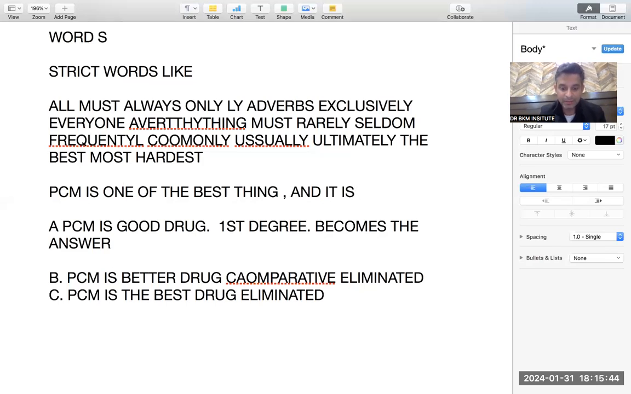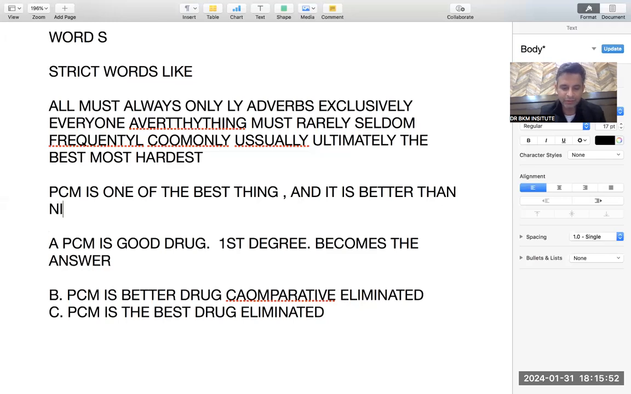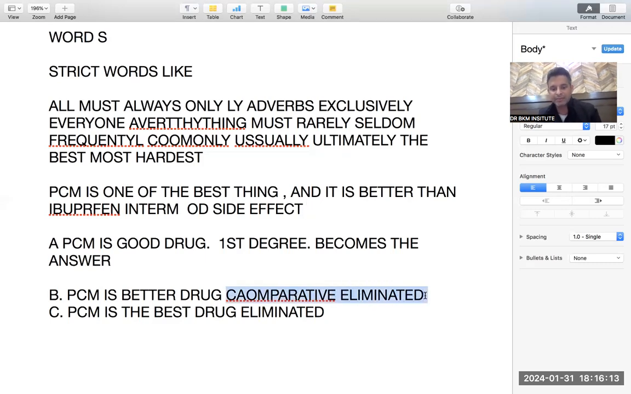it is much better than, uh, Niagara waterfalls. Oh, paracetamol, I have to compare with a drug. It is better than ibuprofen in terms of side effects. So now I am making a comparison of paracetamol with ibuprofen. If the paragraph says this, then I will choose this comparative degree as my answer.